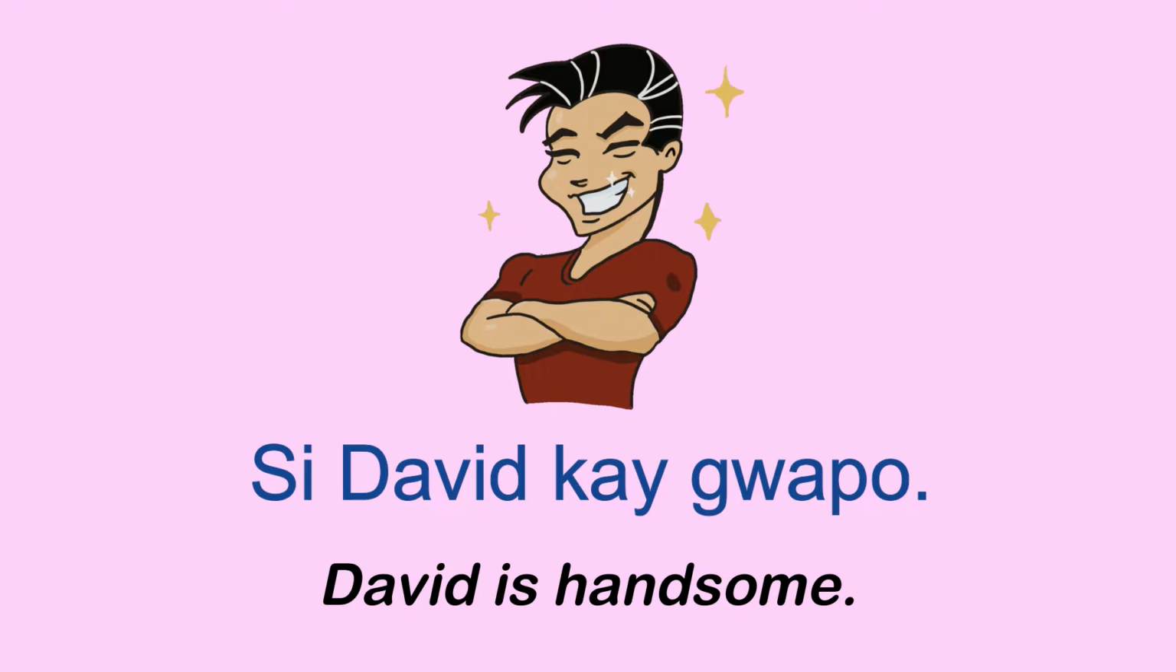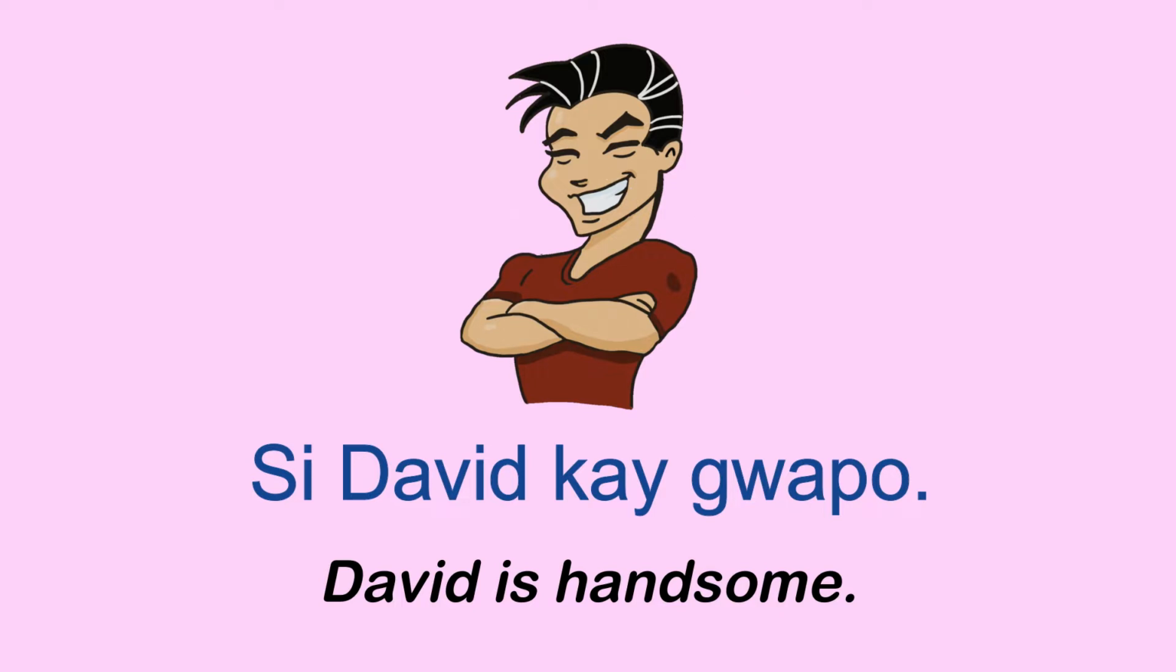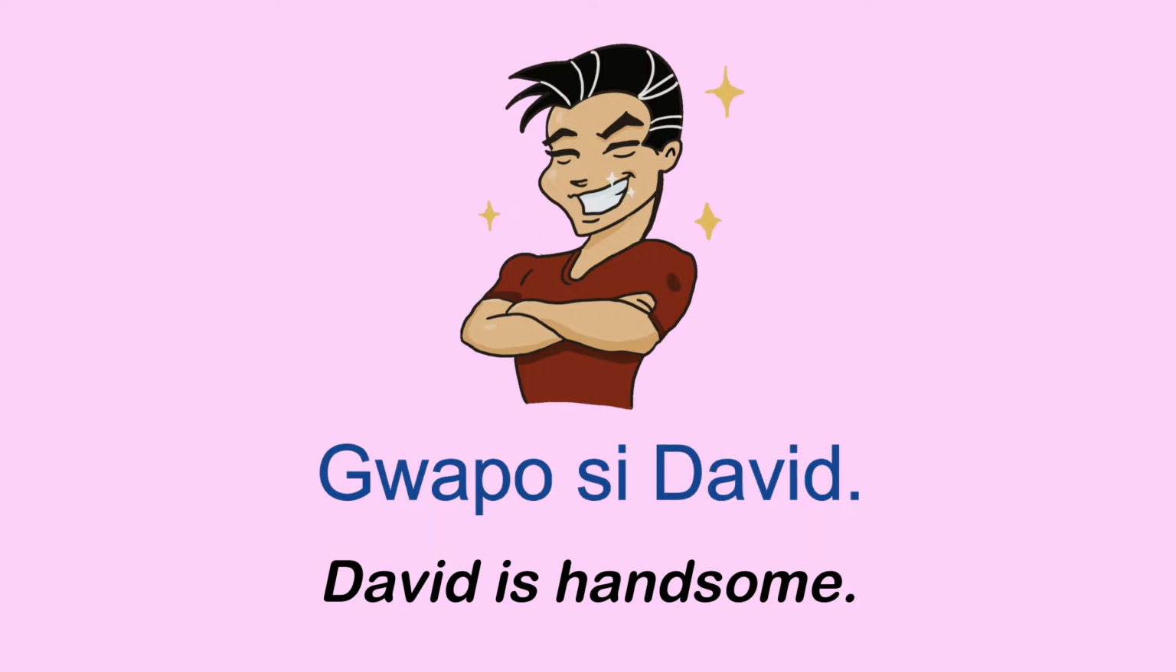Si David kay guapo. Breaking down that phrase, we have si. Si is our subject marker for a personal noun, which is David. Kay is used as "is" in this sentence. And obviously, guapo is handsome. Si David kay guapo. David is handsome. Another way of saying it is to put the adjective first, which is guapo si David. Both are correct.